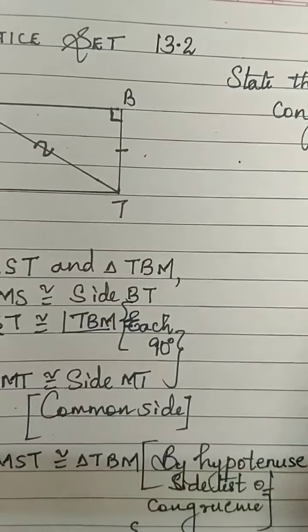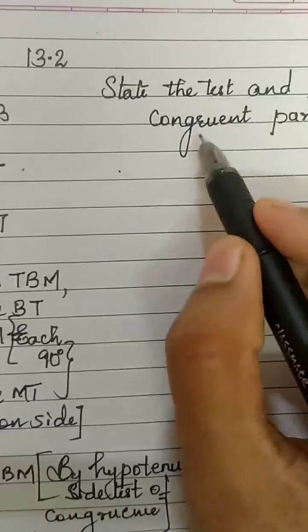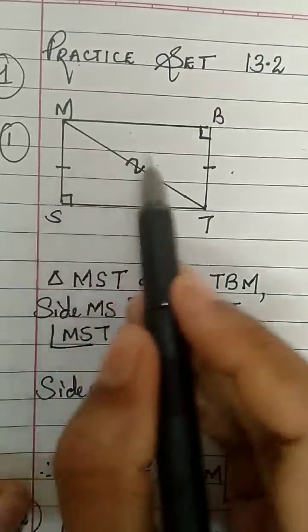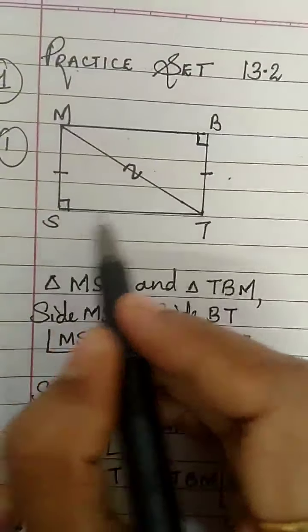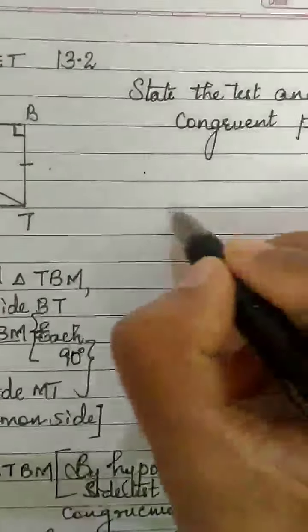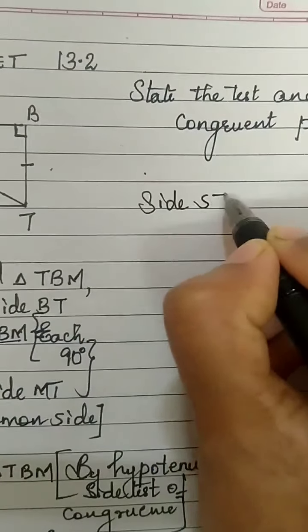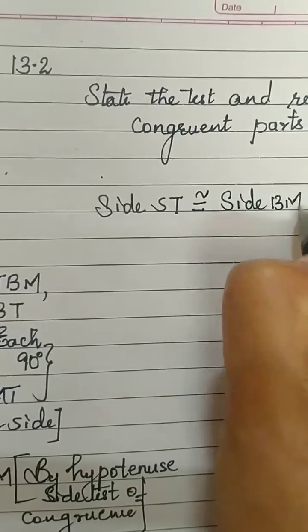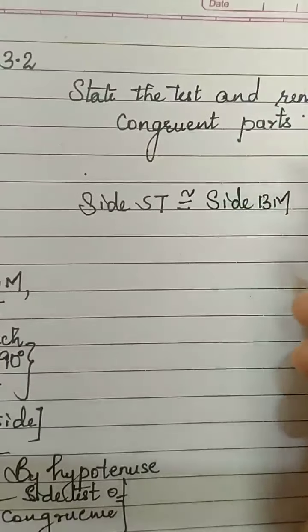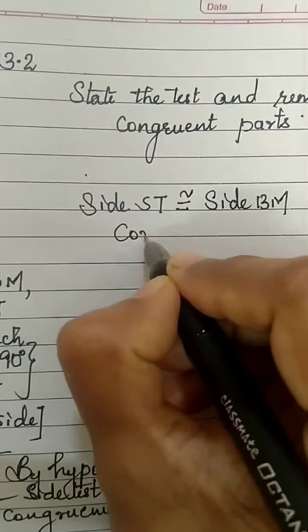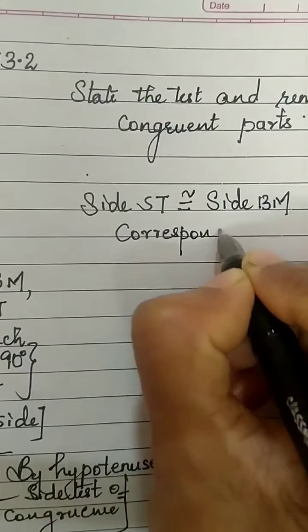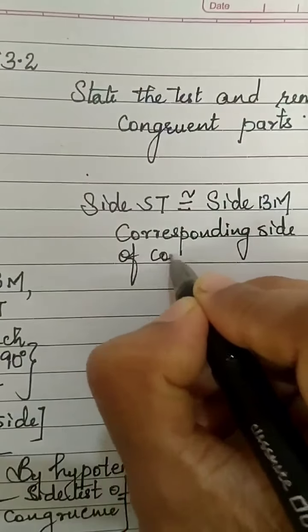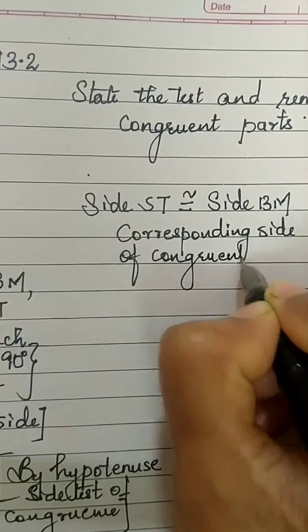One more part of the question is to state the test and the remaining congruent parts. Two sides we have taken, so which is the third side remaining? Side ST congruent to side BM. If you are taking the remaining side which is congruent, you can write the reason as corresponding sides of congruent triangles.